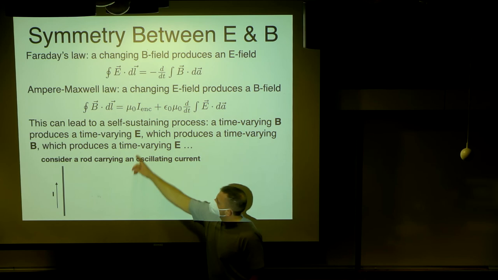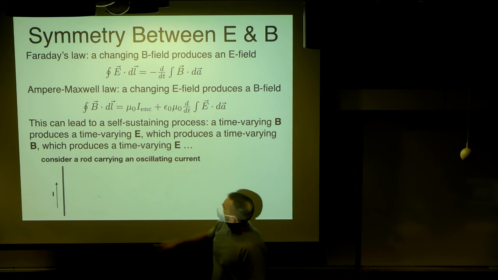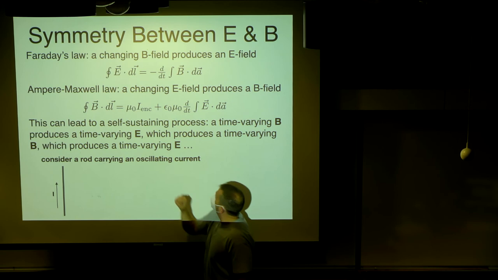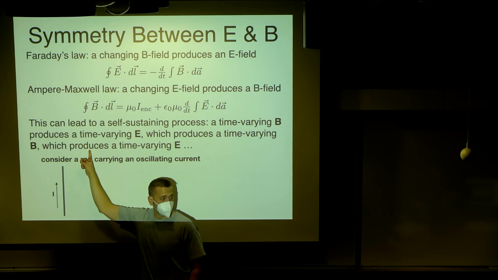According to Faraday's law, that's going to produce an E field. Maybe that's changing over time as well, right? If that's the case, according to the Ampere-Maxwell law, this changing E field is going to produce a changing B field. What's that going to be? That's going to produce a changing E field. Then this just can keep going, right?